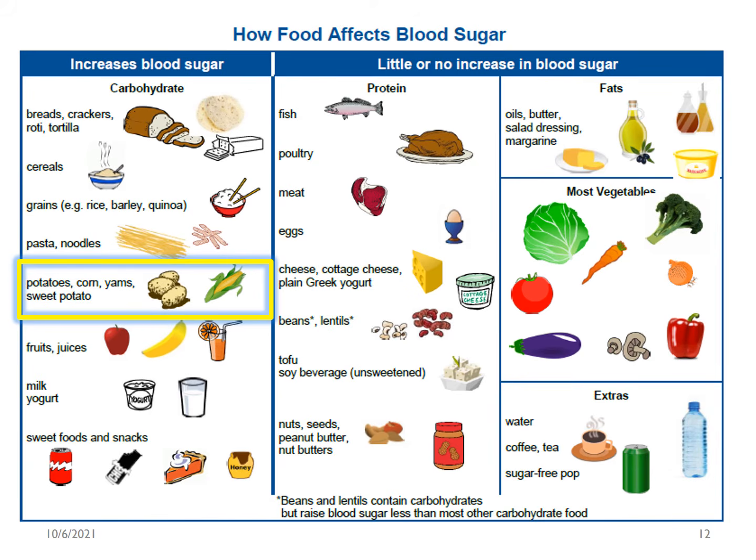Now let's talk a bit about vegetables. The good news is that most vegetables won't increase your blood sugars, so you can eat as much as you want. The only exceptions are the starchy vegetables, like potatoes, corn, yams, and sweet potatoes. Those are now considered carbohydrate foods, and you will want to watch the portions of these.